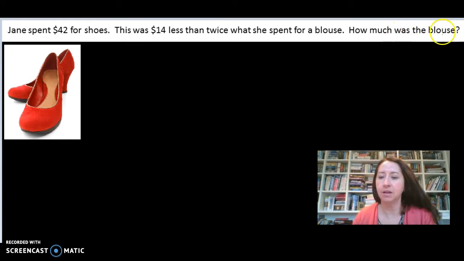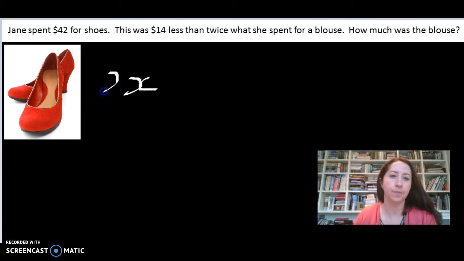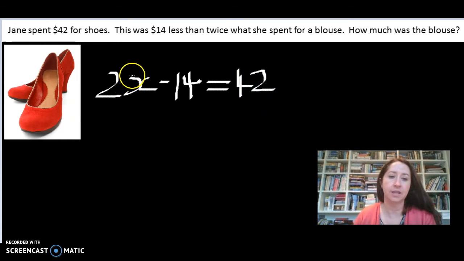So let's pretend that the blouse, we're going to call x for the blouse. And twice what she spent on it means 2 times the blouse, 2x, less the $14. So less means minus. And that's going to equal what she spent on the shoes, which was $42. So now I just need to go through this equation and solve for x.